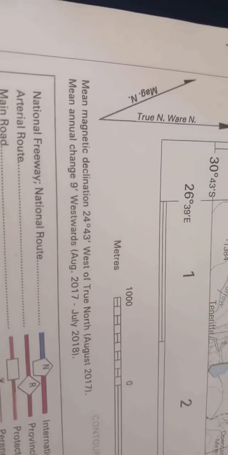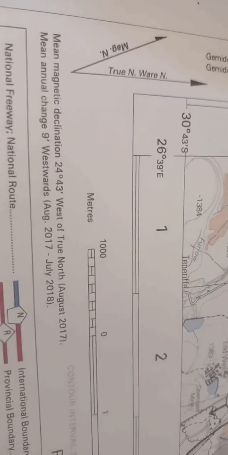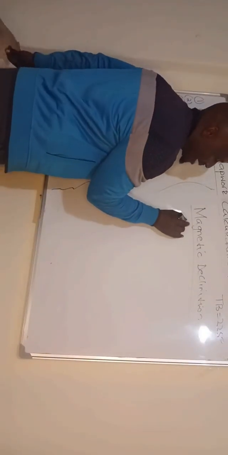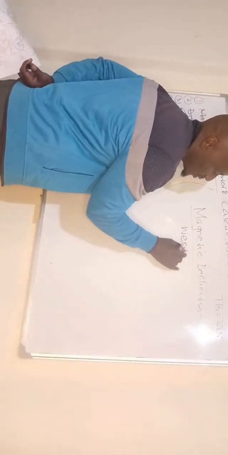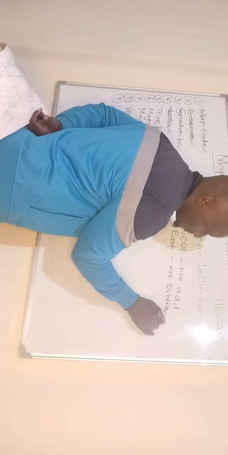So the first thing that we have to do is calculate the difference in years. That is the first stage when you're calculating the magnetic declination. But before I get you to that, we always calculate to the west. If magnetic declination is to the west, we add. If it's to the east, we subtract. Please, this is very important.